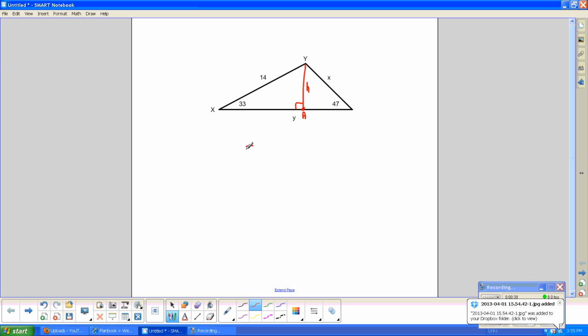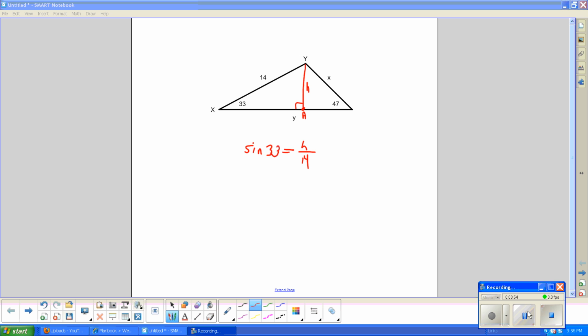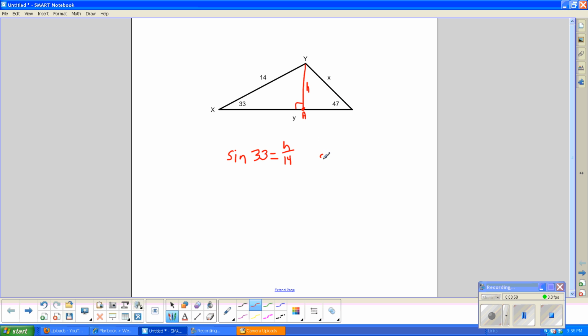And I can say sine of 33 degrees is equal to h over 14. On the other side, I have another triangle with h and x, and I can say sine of 47 is equal to h over x.